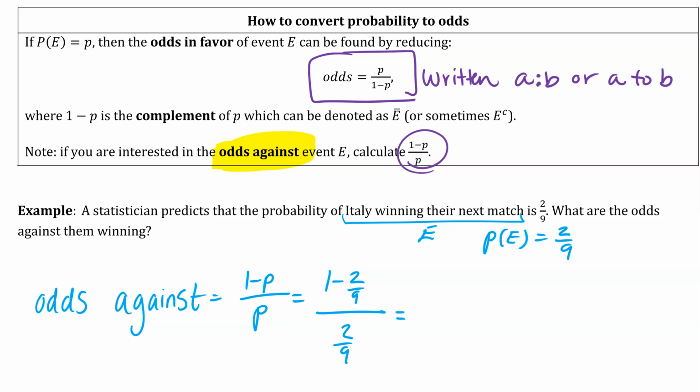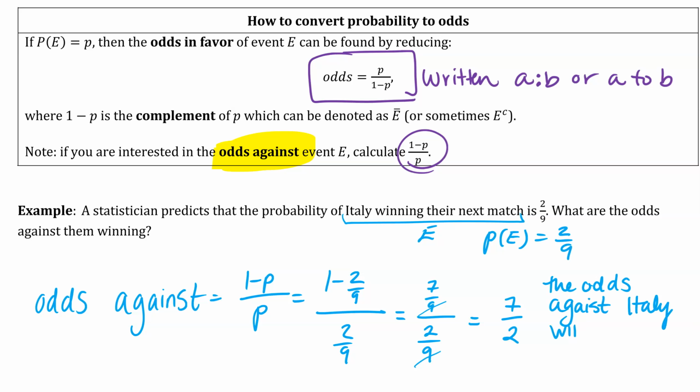And then we just simplify this fraction down. 1 minus 2/9ths is 7/9ths divided by 2/9ths. And then when we have a fraction divided by a fraction with the same denominator, this will simplify to 7 divided by 2, which, if we're talking about odds, we like to say as 7 to 2. So we would write this as the odds against Italy winning are 7 to 2, or sometimes you can see it written as 7:2, that ratio. So that was an example of calculating odds against.